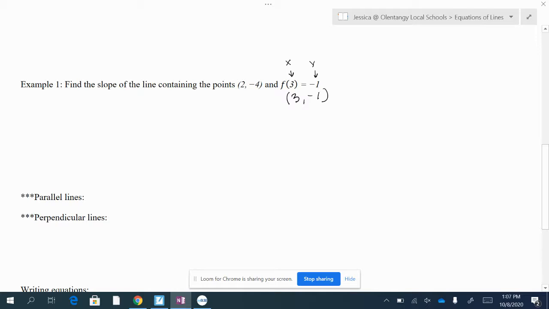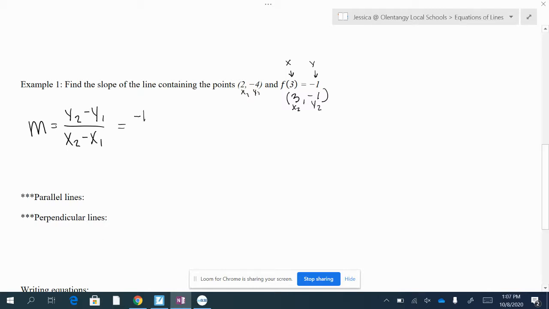So first, to find the slope, remember your slope is y2 minus y1 over x2 minus x1. So I'm going to go ahead and label my points. So x1, y1, x2, y2. And that just helps me with what point I need to start with. You can start with any point. You'll get the same answer.